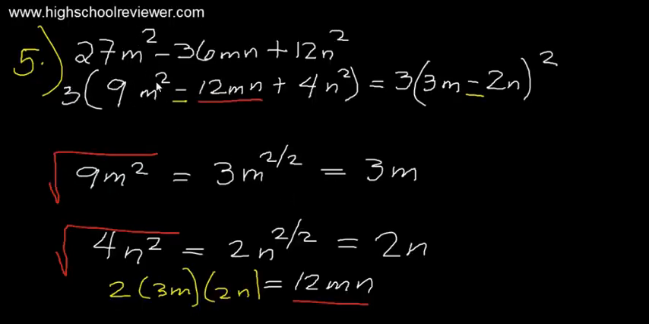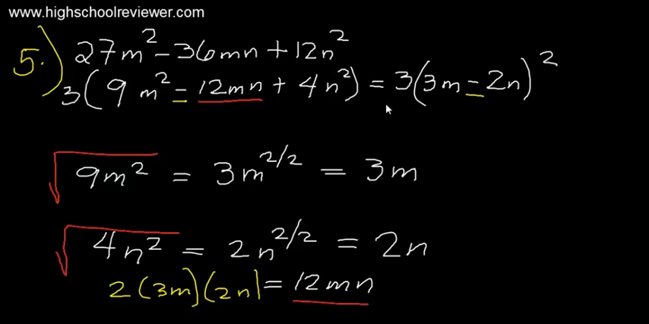So we get here the square root of our first term, that is 3m, and the square root of our third term, that is 2n. You multiply this by 2. So 2 multiplied by 3m multiplied by 2n, we have here 12mn. If this is the same as our second term, regardless of the sign, this is a perfect square trinomial.